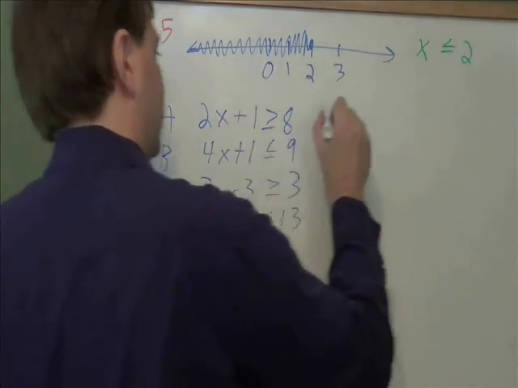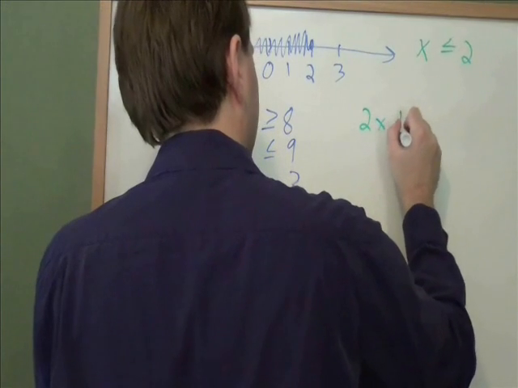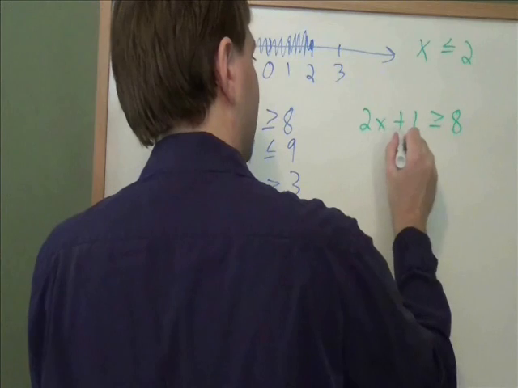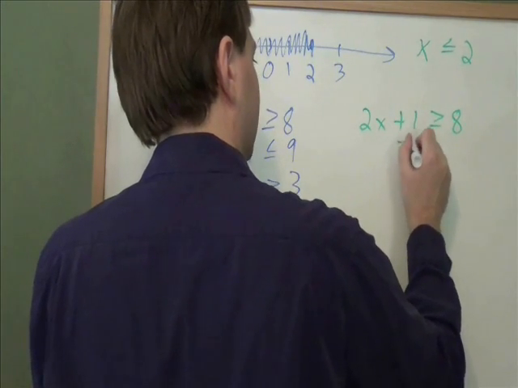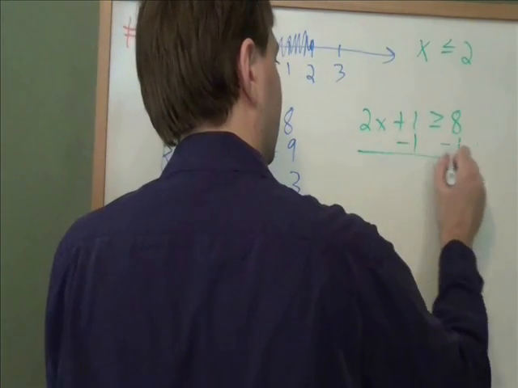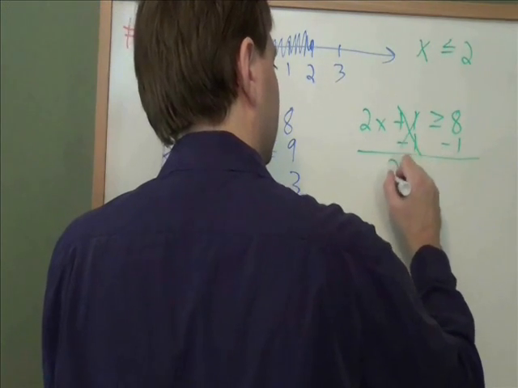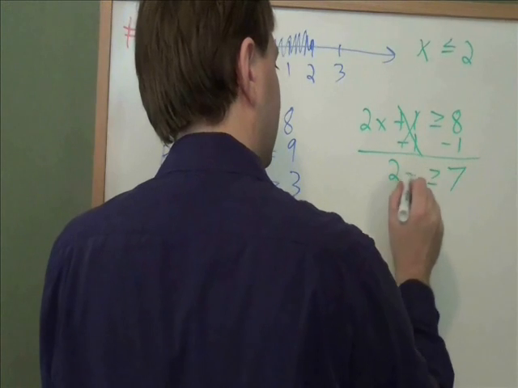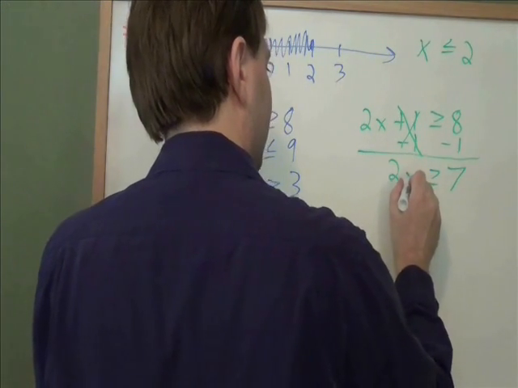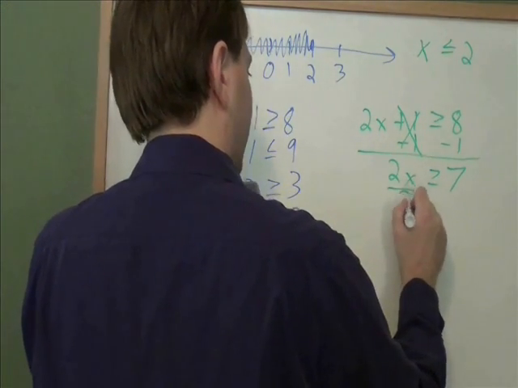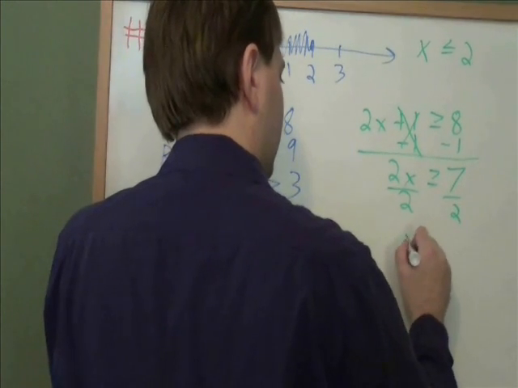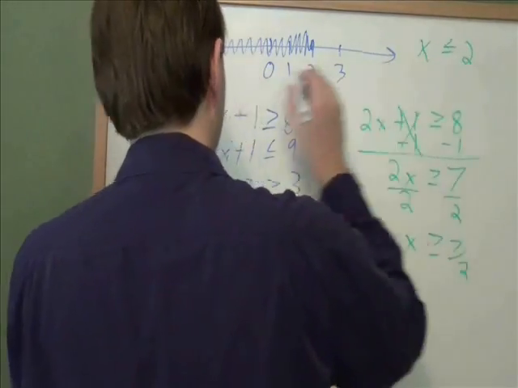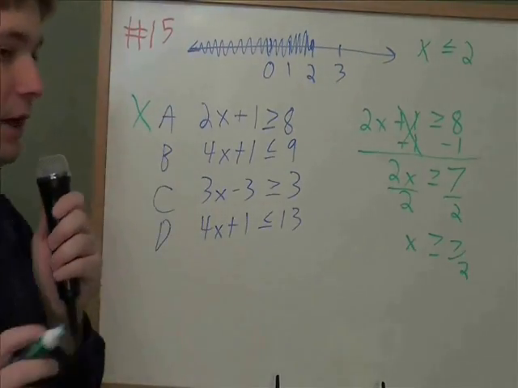So let's start with answer A here. 2x plus 1 is greater than or equal to 8. We need to get x by itself, so to get rid of that plus 1, we subtract 1. 1's cancel out. 8 minus 1 is 7. To get x by itself, we need to get rid of times 2, so we divide by 2. We get x is greater than or equal to 7/2. That's not what we're looking for. A is not the right answer.